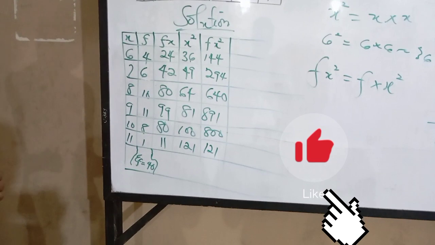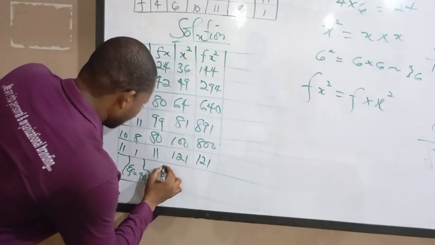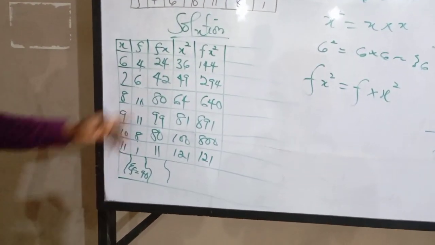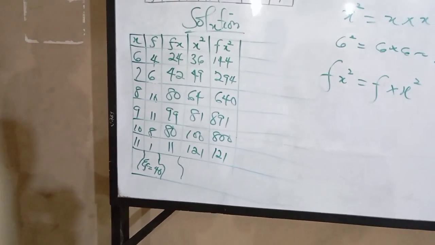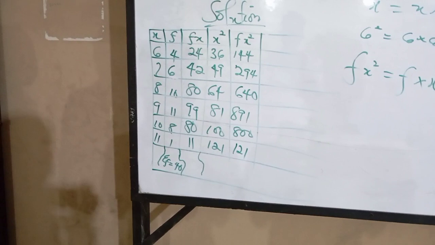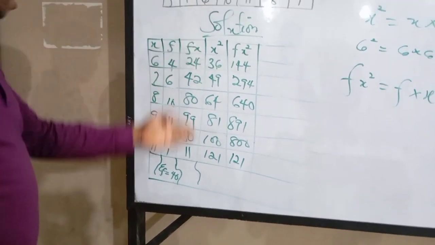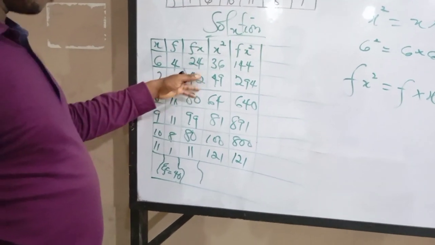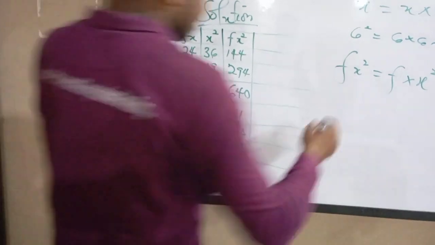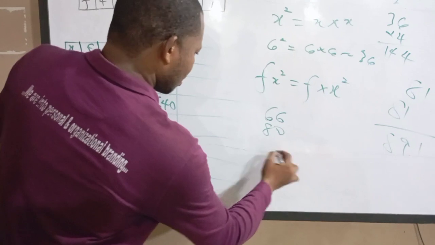So I can also determine my summation F of x. Summation F of x means we should sum up everything here. Summing this up, 24 plus 42 is 66.